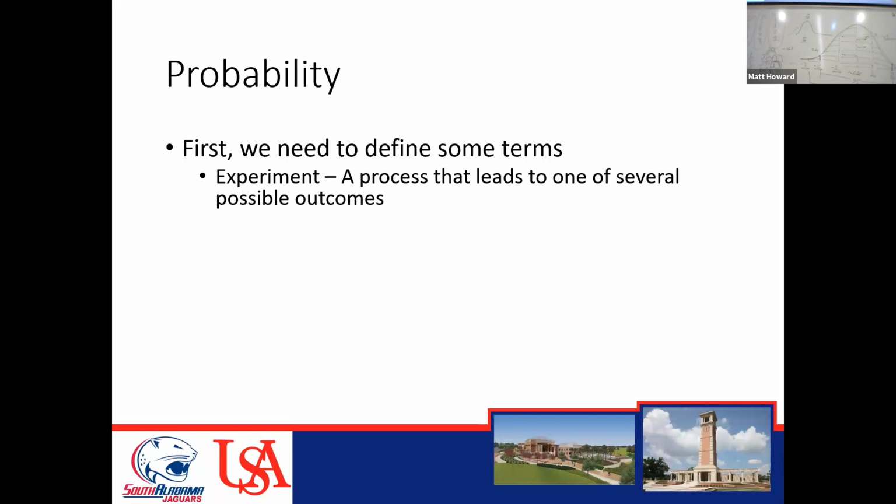Okay, an experiment could also be flipping a coin. Flipping a coin is a process that leads to one of several possible outcomes, and several could be as small as 2. You could get heads or tails. So it's just a process that leads to one of several possible outcomes.